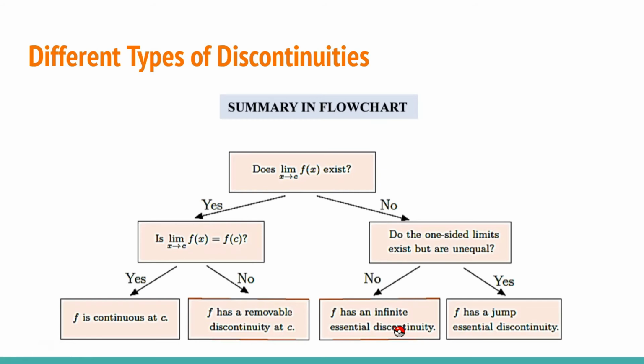And then for the infinite essential discontinuity, the limit does not exist, and the one-sided limits also do not exist since they are infinite. And lastly, for the jump essential, the limit does not exist, and the one-sided limits exist but are unequal.